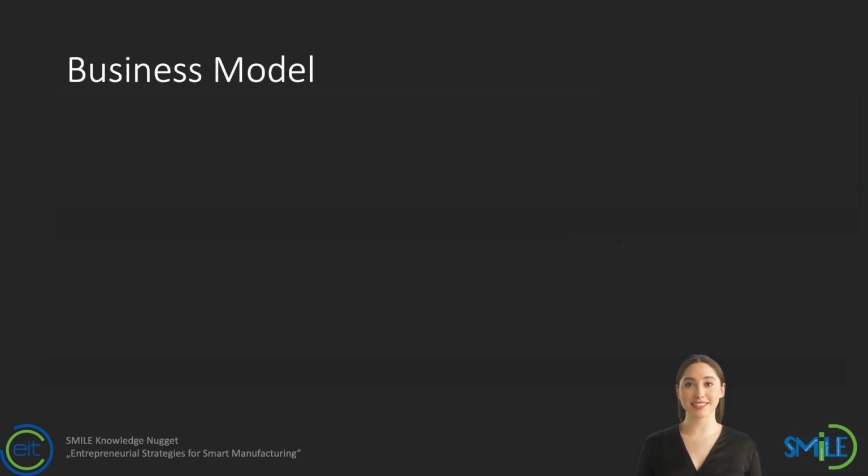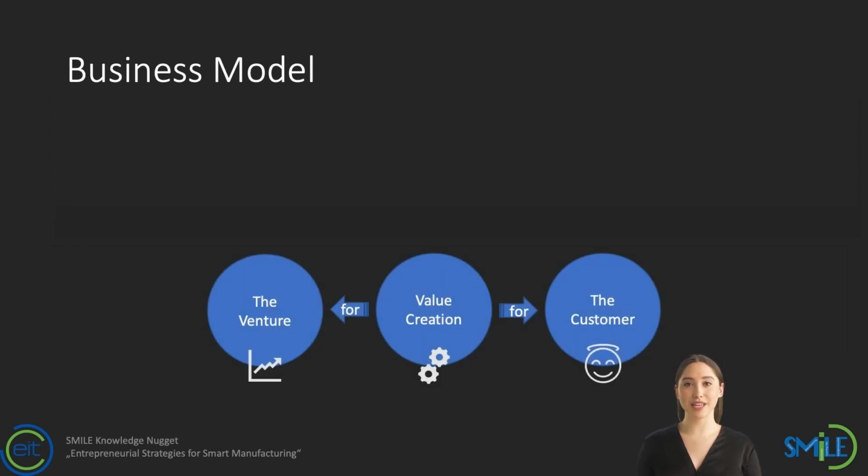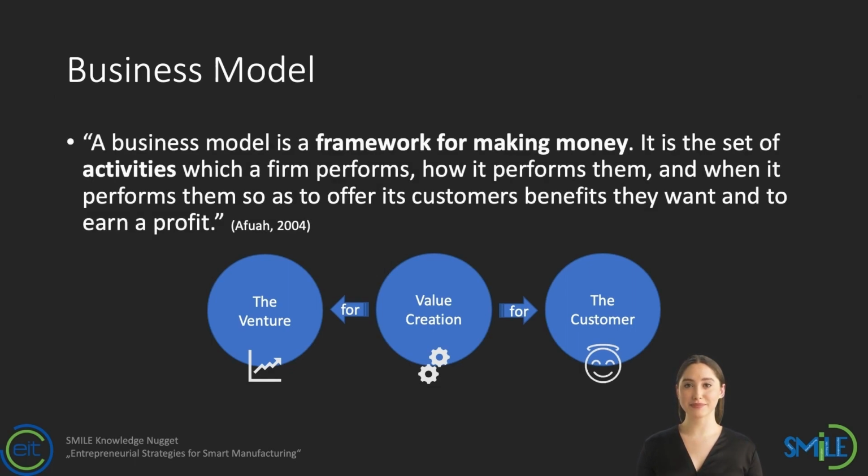Before we go into detail with the business model canvas, let's clarify what a business model is in the first place. In a nutshell, a business model describes how a company creates value for itself while delivering products or services for its customers. Teece defines a business model as follows. A business model is a framework for making money. It is the set of activities which a firm performs, how it performs them, and when it performs them so as to offer its customers benefits they want and to earn a profit.